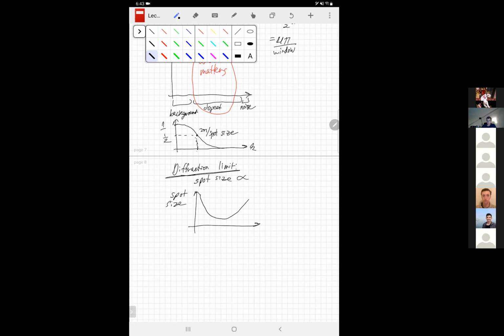It was inversely related. It was inverse. It was 1 over the aperture. So this cutoff frequency, it's called the cutoff frequency because it's where it's decayed significantly. K cutoff is proportional to 2 pi over the spot, or 2 pi over 1 over the aperture. So that's got to be proportional to the aperture.